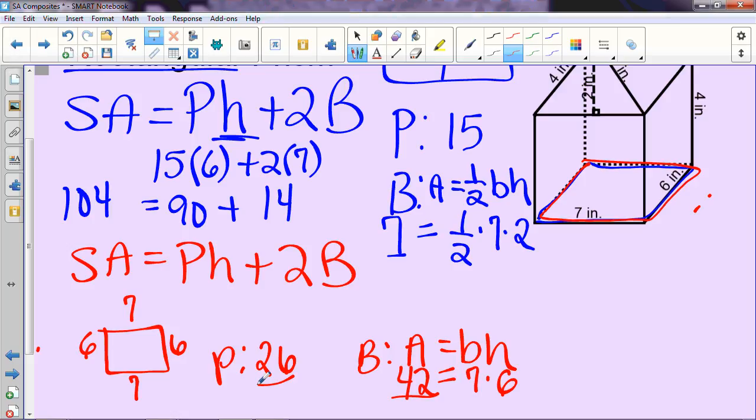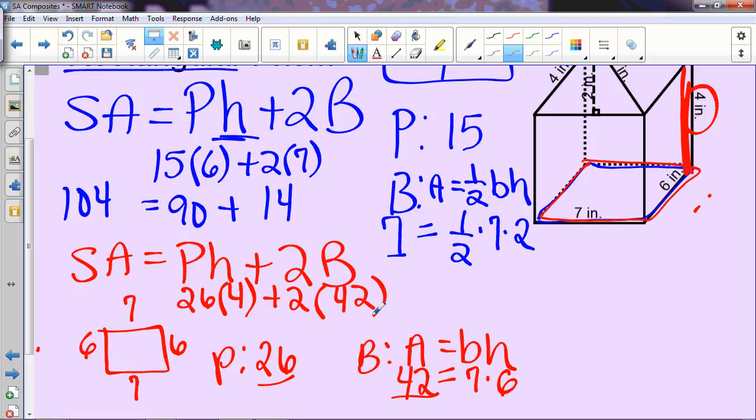So we found our perimeter to be 26. H, that's the height of that prism. Since I chose that bottom piece to be my base, you know that there's a piece across on the top of that figure that's identical to the bottom. You're finding that piece that connects the two. 4 inches is what's connecting them. That's the height of that prism. 4 plus 2, capital B we found to be 42. 26 times 4 gives us 104, plus 2 times 42, 84. That gives me 188 when we add them together.